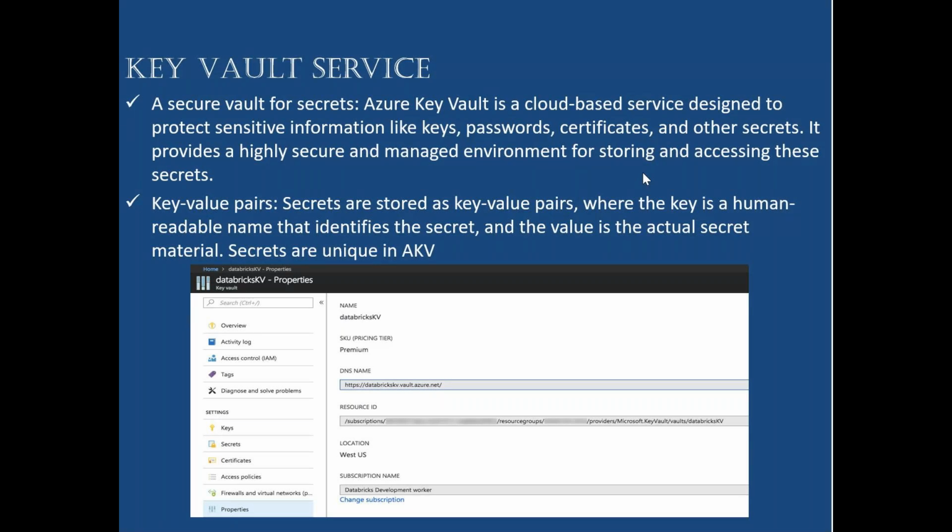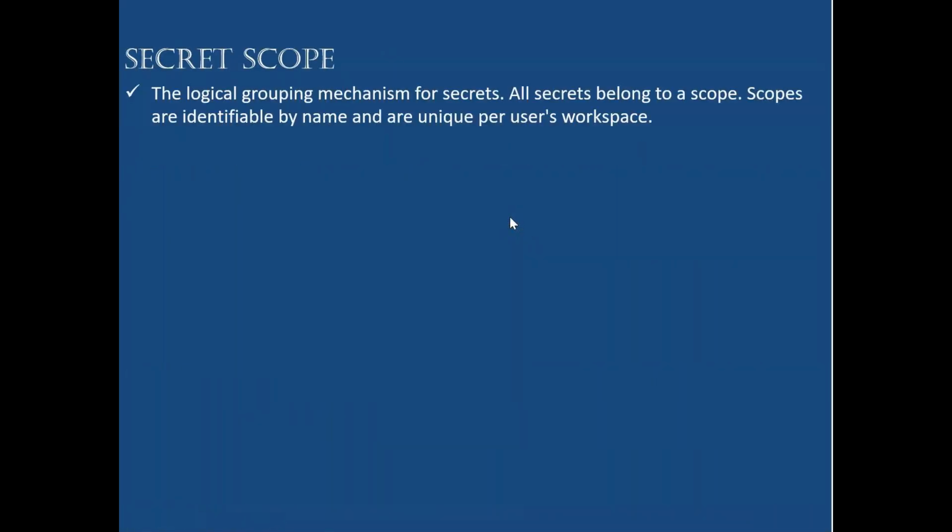Any doubts? Okay, let's move on. Secret scope. It is the logical grouping mechanism for secrets. The sensitive information that you are storing in a key vault, we want to access in Databricks. So now we want to create a kind of scope. To make it easy to understand, scope is nothing but a connection to the key vault from Databricks. This particular scope makes all the sensitive information that you stored in a key vault into one logical grouping. On this logical grouping, we can create one connection from Databricks to access all these secrets. That's why all secrets belong to a particular scope.